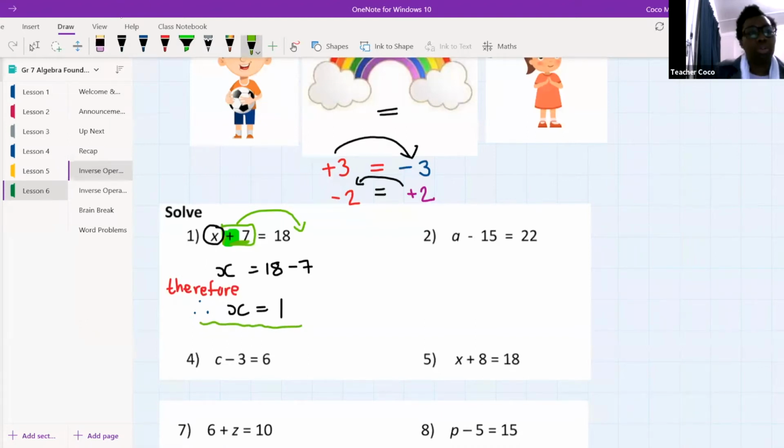Otherwise, not 1. Guys, I'm sorry, 11, not 1. There we go. Therefore, x is equal to 11. Otherwise, I'm going to be like, you're wrong. The answer is not 11. You can't just say 11, ma'am. The answer is not just 11.